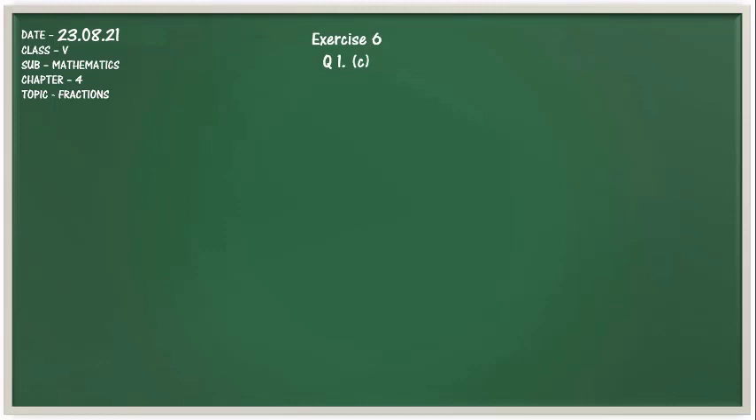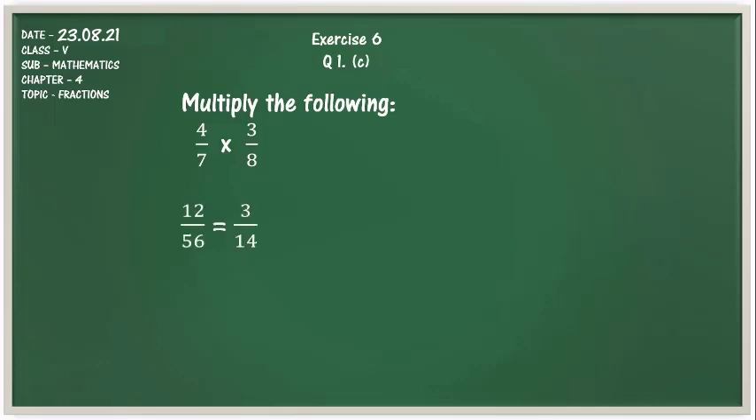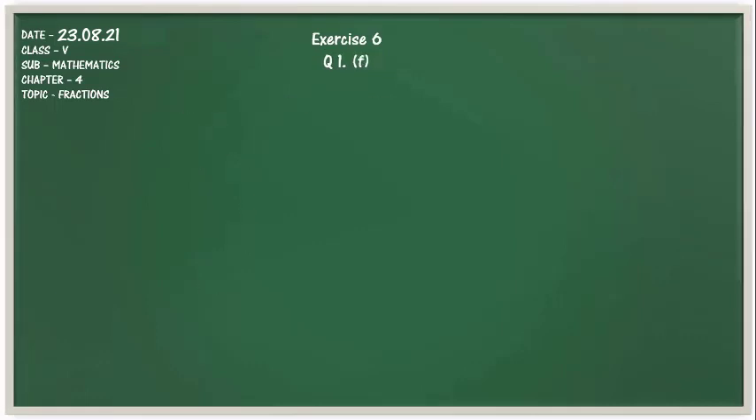C. Multiply the following. The fractions are 4 upon 7 and 3 upon 8. We simply need to multiply the numerator with numerator and denominator with denominator. So after multiplying 4 with 3, we got 12, and 7 with 8, we got 56. Thus the fraction which we got was 12 upon 56. Now our next step is to reduce it to the lowest term. After reducing this fraction to the lowest term, we got 3 upon 14, which is our answer.